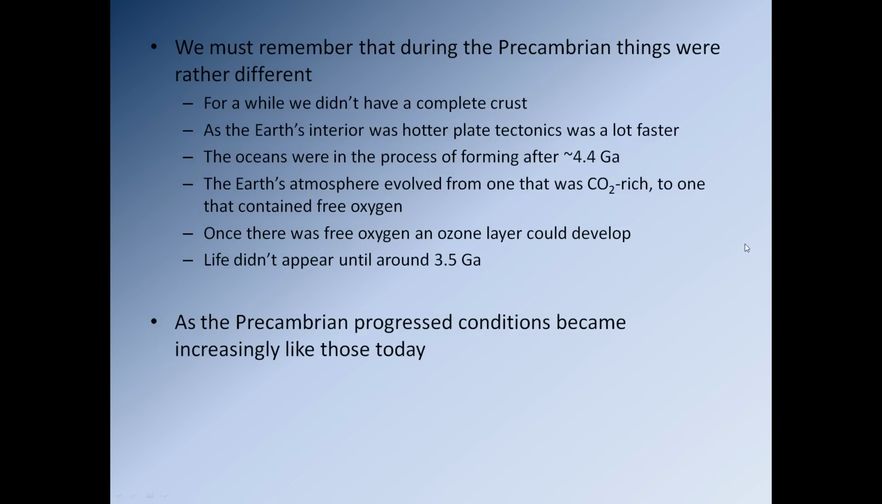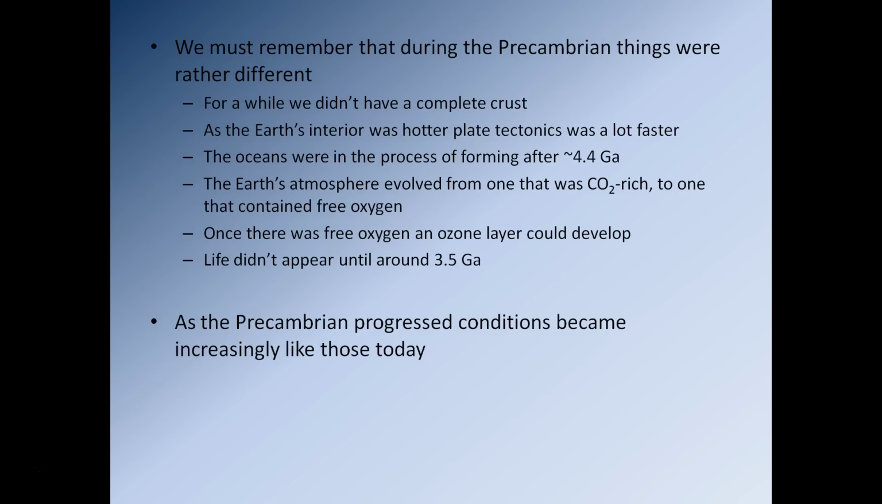So we must remember that during the Precambrian things were rather different. For a while we didn't have a complete crust. As the Earth's interior was a lot hotter, plate tectonics would have been a lot faster. The oceans were in the process of forming, any time after about 4.4 billion years ago. The Earth's atmosphere evolved from one that was very carbon dioxide rich to one that contained free oxygen. Of course, once there was free oxygen, an ozone layer could develop.